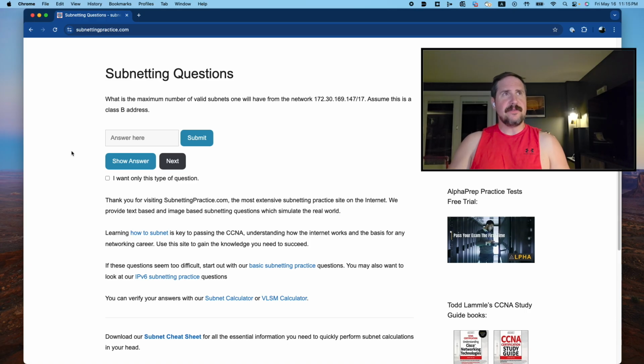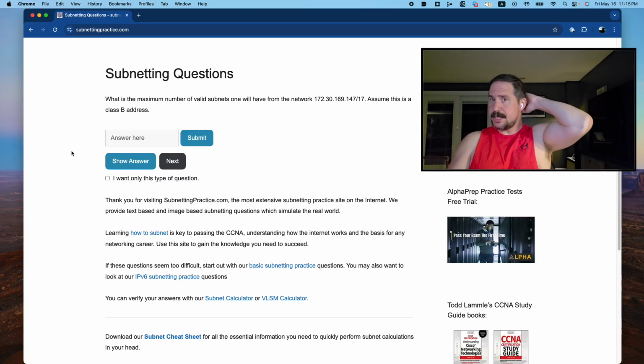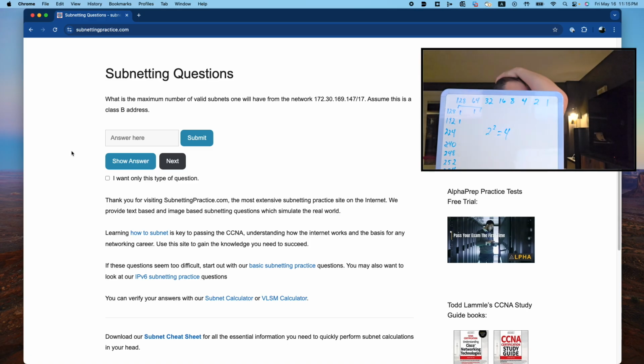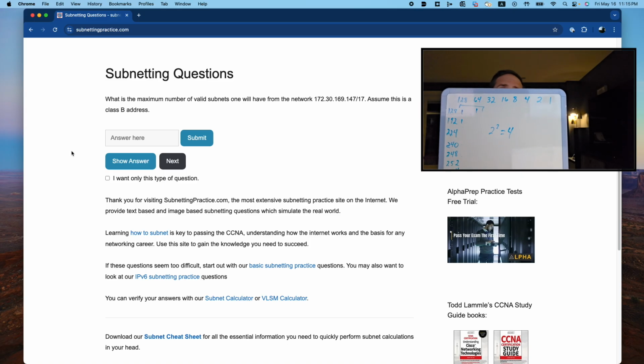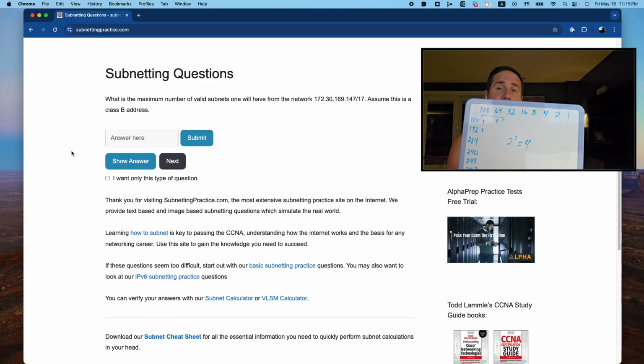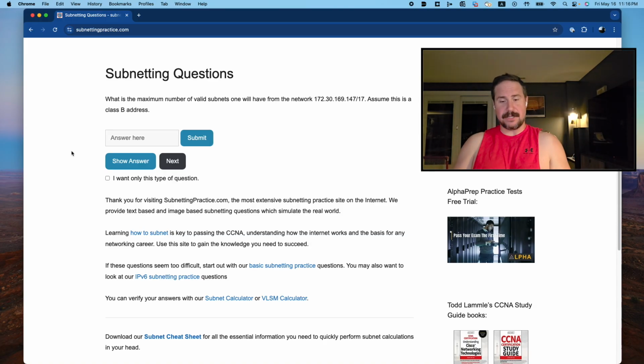Now, I believe to get the number of subnets, we just need to say 2 to the number of network bits. So maybe 2 to the 2. 2 to the 2 equals 4. And I say 2 to the 2 because we've got 2 network bits. If we were looking for valid hosts, it would be 2 to the number of host bits on the other side that are empty over here, 2 to the number of host bits minus 2. But we're looking for the number of valid subnets. So let's see. 4 valid subnets.